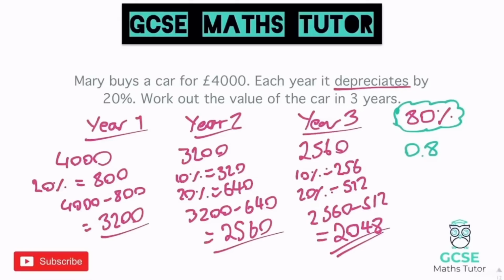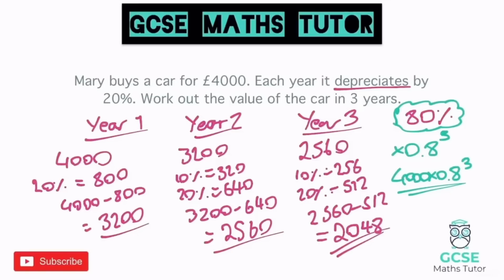So we could just times it by 0.8 three times, or times it by 0.8 to the power of 3. So I could just type into my calculator 4,000 times 0.8 to the power of 3, and I'll get that answer there, 2,048 as my final answer. And let's test that out. 4,000 times 0.8 to the power of 3, and we get 2,048.